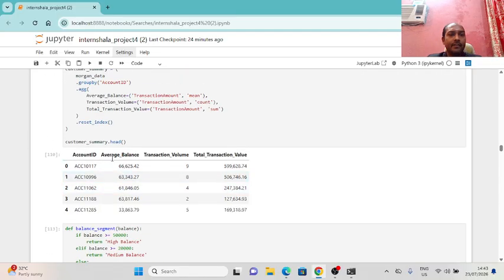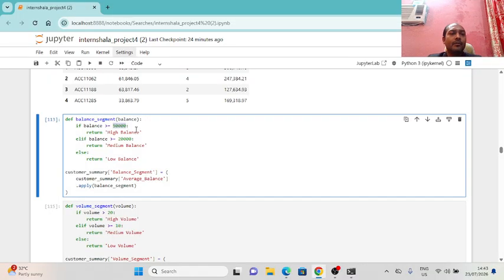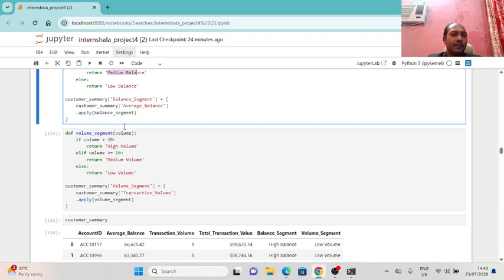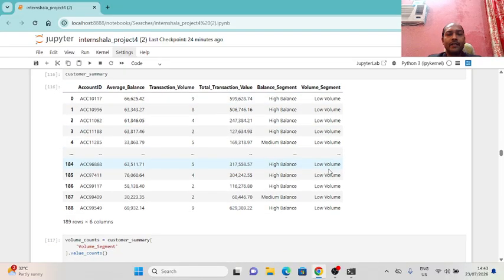Like that, we have also calculated on the basis of balance segment. If there are transactions higher than 50,000, they are the high balance, and customers between 20,000 and 50,000 have the medium balance transactions. On the basis of the above data, we have calculated the average balance and transaction volumes, and categorized all the accounts on the basis of the balance segment and the volume segment.